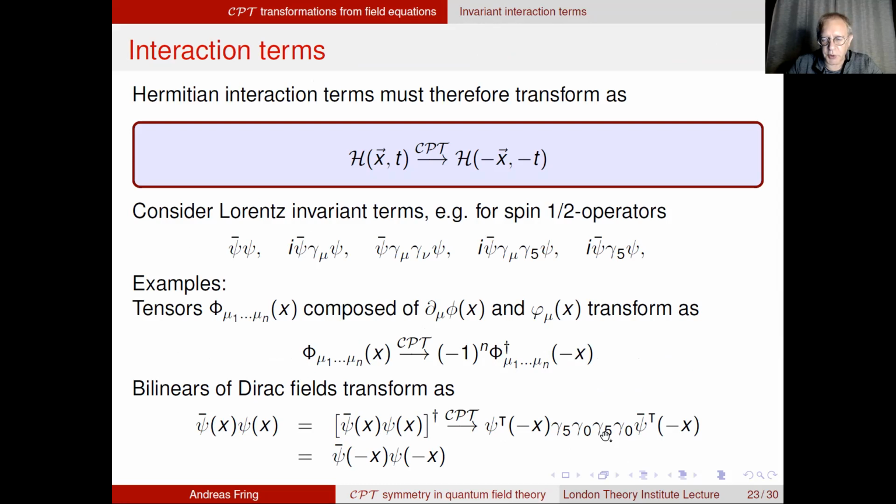Gamma 0 and gamma 5 produce a -1 when I conjugate them. Gamma 5 squared is 1, and gamma 0 squared is -1. So this minus coming from the conjugation is compensated, and we see that this transforms in this way. And since it's Hermitian, we also just observe the fact that we have seen this over here as well, that Hermitian fields transform under CPT just in the way of replacing the arguments, namely x and t, by their negative.